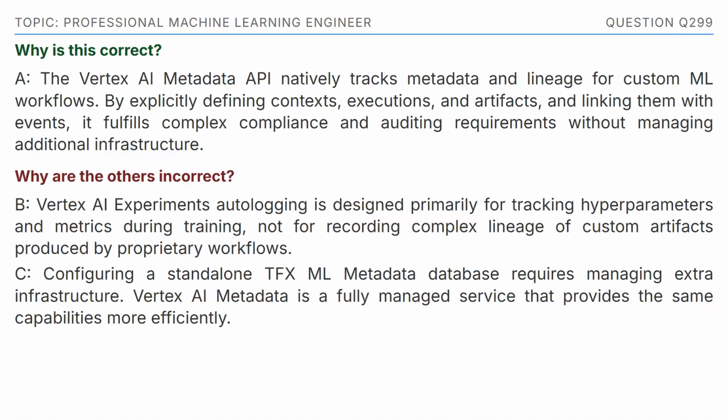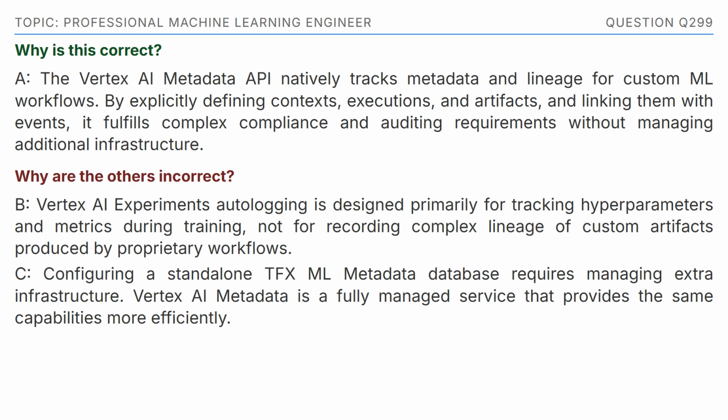Why is this correct? A. The Vertex AI metadata API natively tracks metadata and lineage for custom ML workflows. By explicitly defining contexts, executions, and artifacts, and linking them with events, it fulfills complex compliance and auditing requirements without managing additional infrastructure.